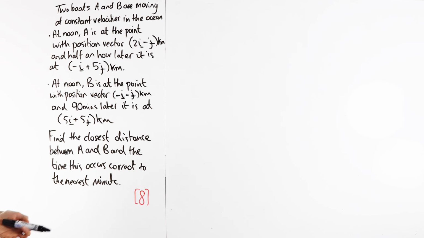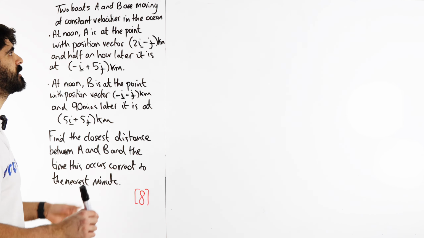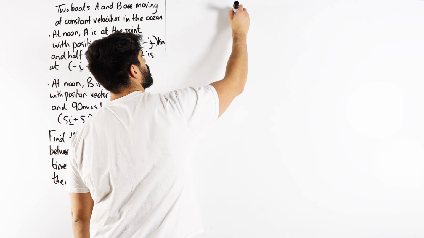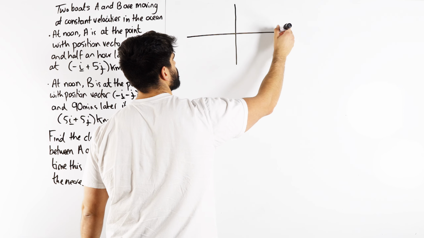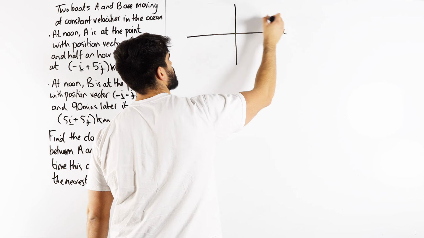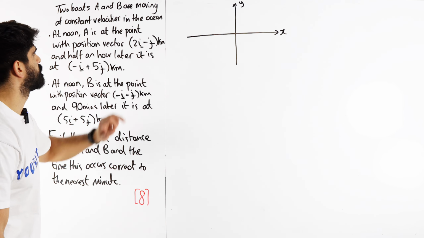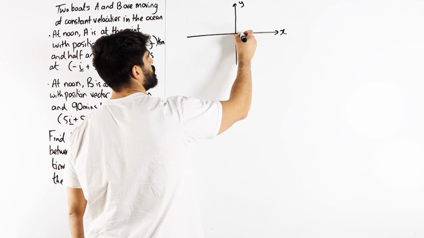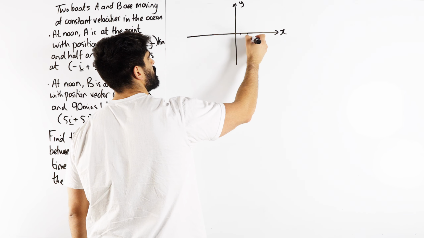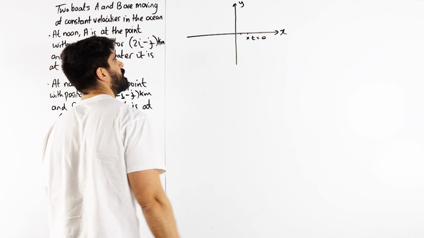Right, with all these kinds of questions, guys, 8 marks, I recommend you do a sketch. Let's figure out what's even going on here. So we have our x-axis and our y-axis. A is initially at this point, 2, minus 1. So 1, 2, minus 1. So that's when t is 0.